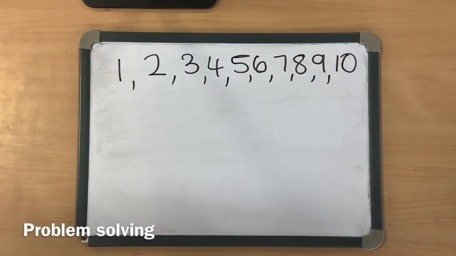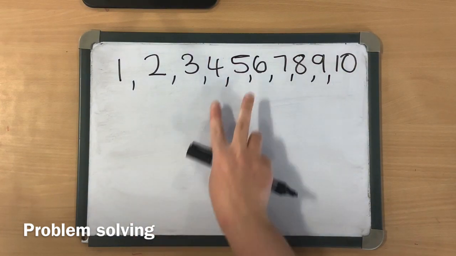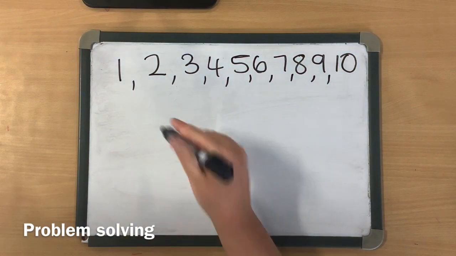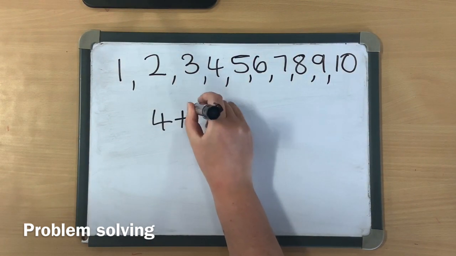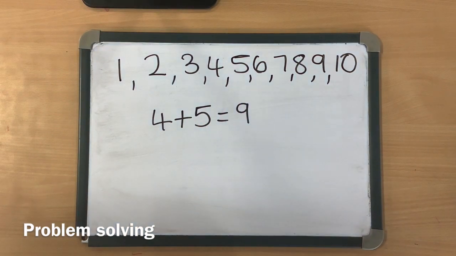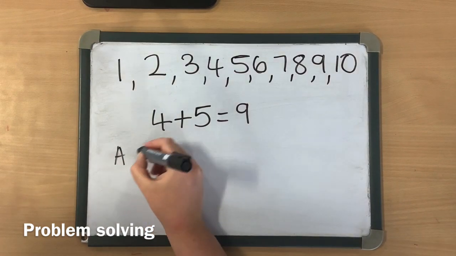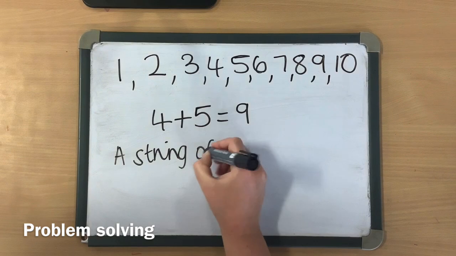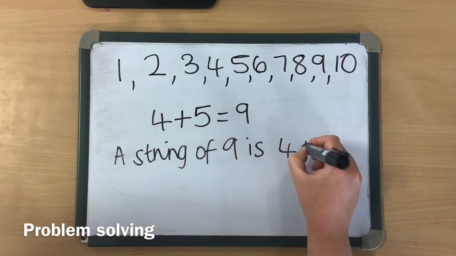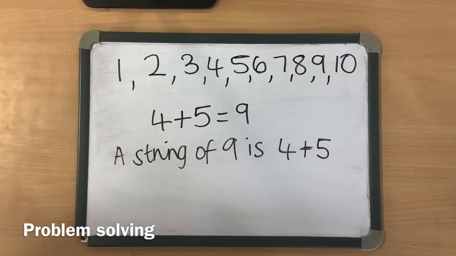Okay, what we would then do is choose 2 consecutive numbers. Okay, so numbers that are in order. So I'm going to choose 4 and 5. Once I've chosen those 2 numbers, I'm then going to add them together. Okay, so 4 add 5 equals 9. And as I've said, the problem solving activity today is called Stringy Numbers. So I would say that a string of 9 is 4 and 5, okay, because they're added together.